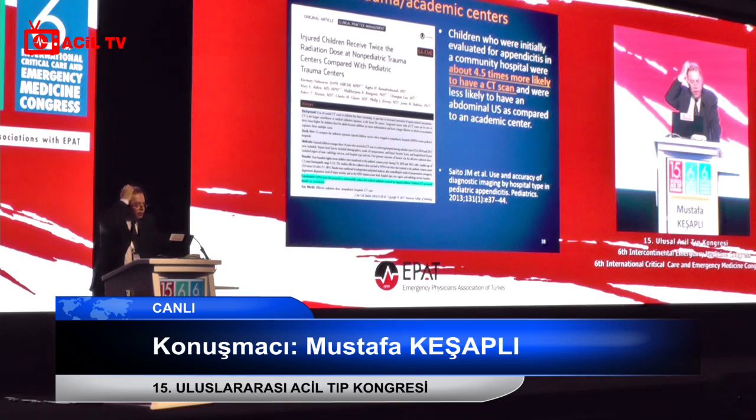Another topic is where the children are scanned, especially looking at trauma centers. If children go to a general hospital, or second, go to a pediatric hospital or pediatric trauma center. In general hospitals, approximately 4.5 times the radiation is used, they are much more eager to use the CT. So pediatric centers use less abdominal CT.